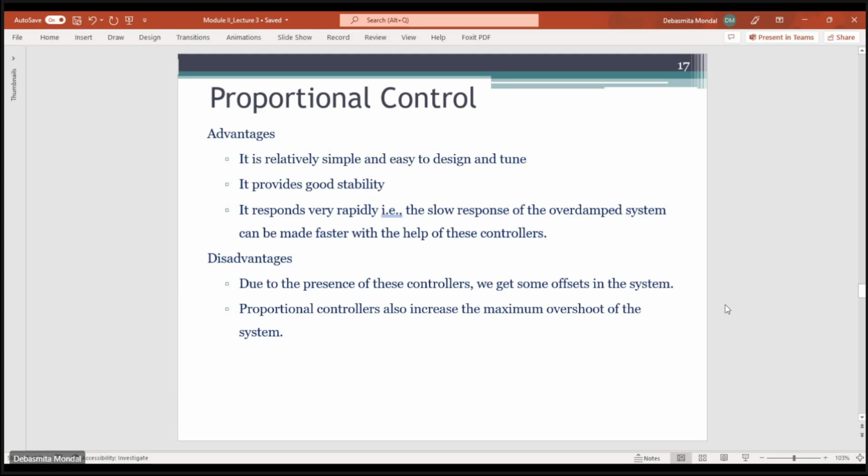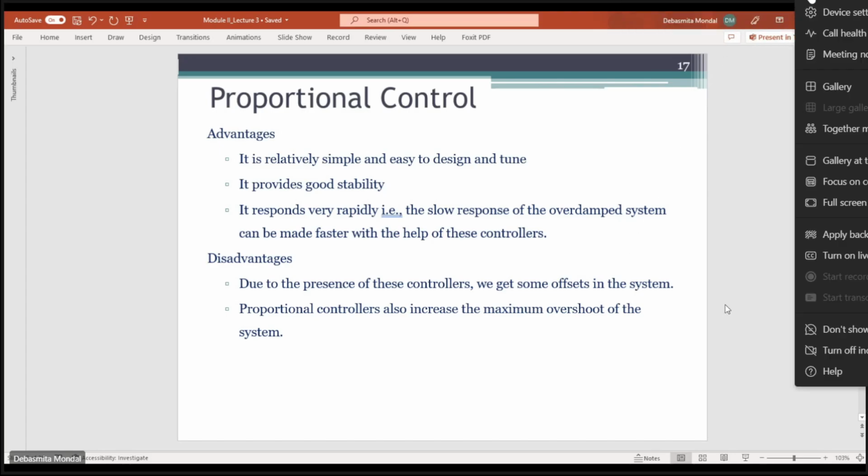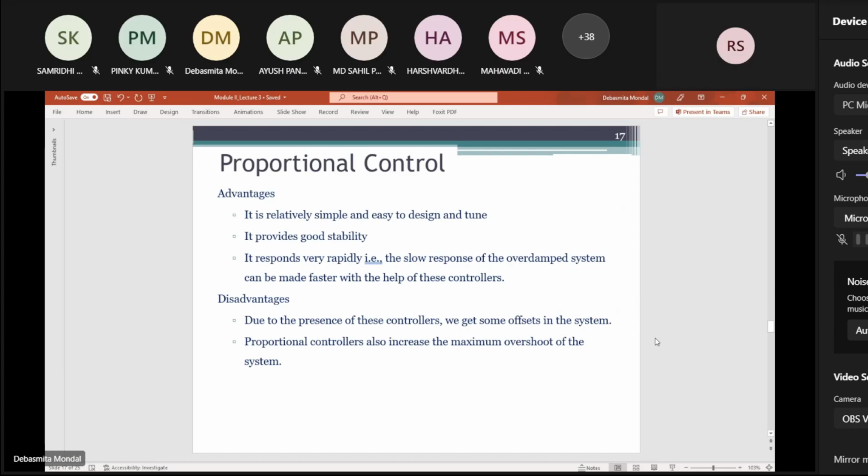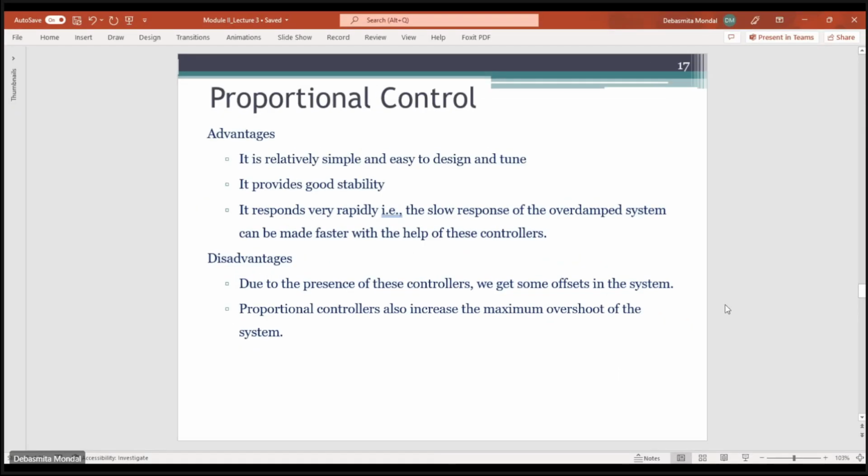Was I clear in explaining this proportional control action? Yes, ma'am. Okay, do you have any doubts? No, ma'am. Okay, fine.